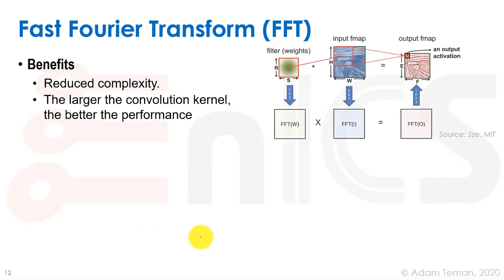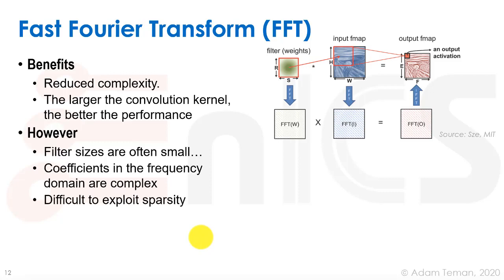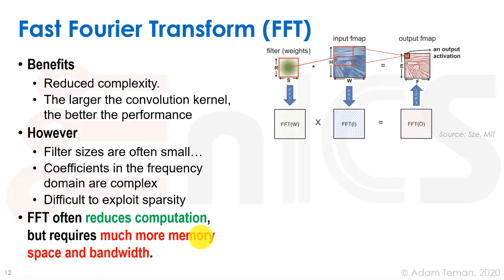The benefits of the fast Fourier transform are obviously that it reduces the complexity, and the larger the convolutional kernel, the better the performance. As we saw, there's the log of the size of the filter. However, filter sizes are often small. We discussed that filter sizes are often like 3 by 3 or 5 by 5, and if they're small, we're losing this benefit. The other thing is that coefficients in the frequency domain are complex, and therefore the calculation becomes more complex. Also, we have very sparse matrices, and once we do this FFT, we lose a lot of the sparsity, and we can't exploit it as much.